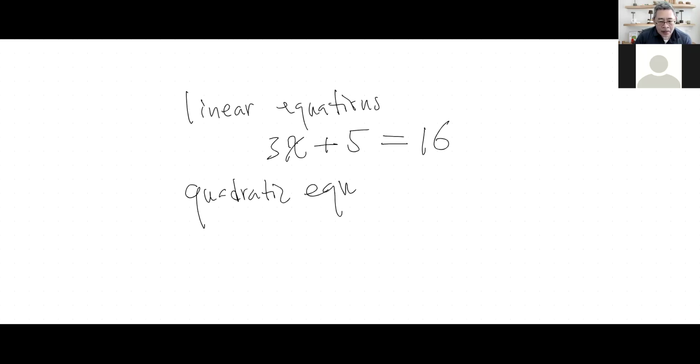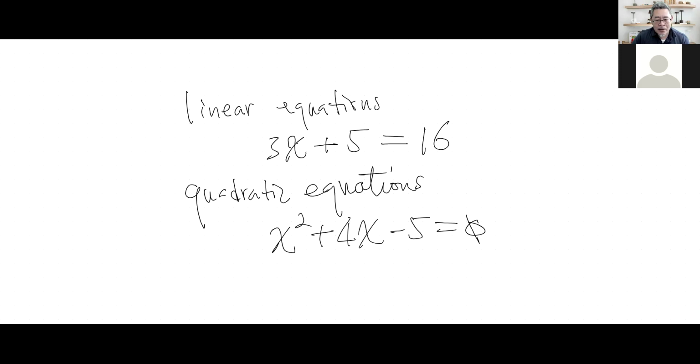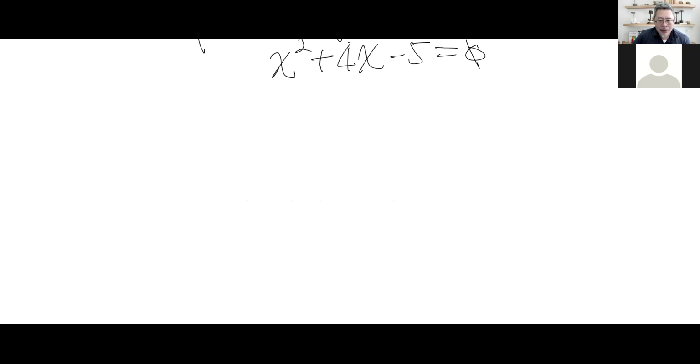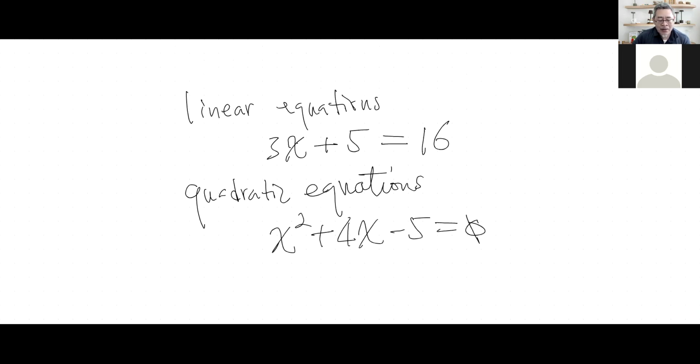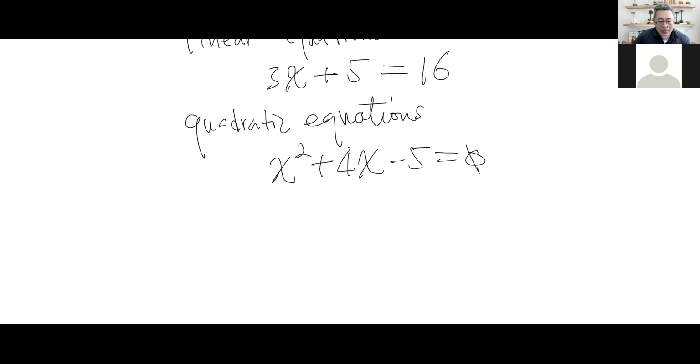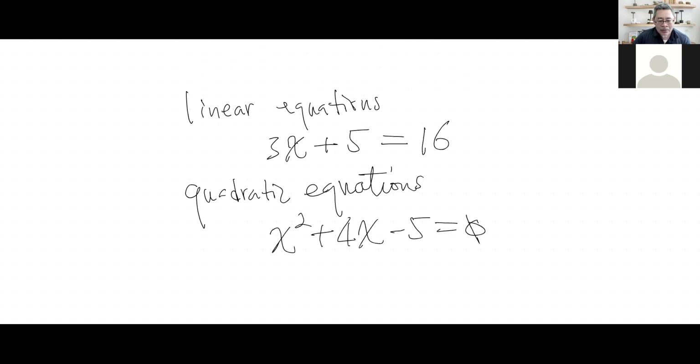Okay, quadratic equations look something like this: x squared plus 4x minus 5 equals 0. And we learned different ways to solve quadratic equations. Last week, we learned about rational equations. Basically, to solve a rational equation, we just make it into either a linear equation or a quadratic equation.